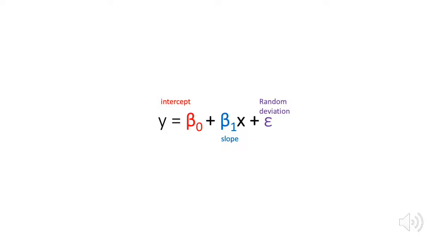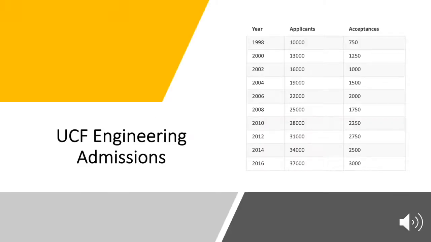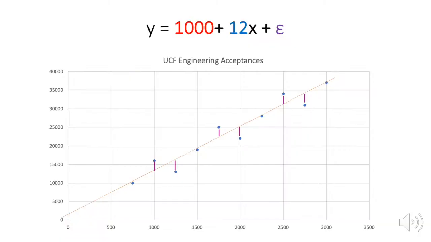Let's take a hypothetical set of data from UCF engineering admissions. Looking at this data table over a 20-year period, in 2-year increments we can see that every 2 years the applicants increased by 3,000. And on the right, you can see how many acceptances were corresponding to each year.